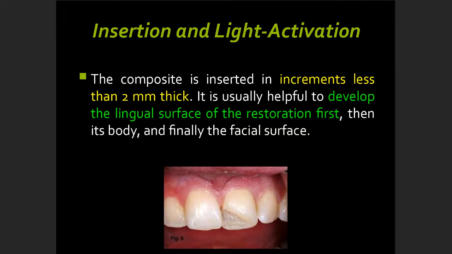Now again stressing on the same point, the composite is inserted in increments less than 2 millimeter thickness. We don't want thicker increments because we don't want any of the composite to remain soft or unpolymerized, which may hamper the strength of the composite. It is usually helpful to develop the lingual surface of the restoration first, then its body, and finally its facial surface. You can start with placing the composite along the lingual wall and subsequently the body and then the facial surface.